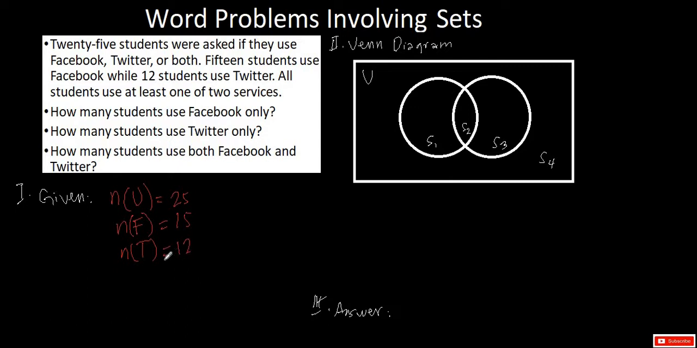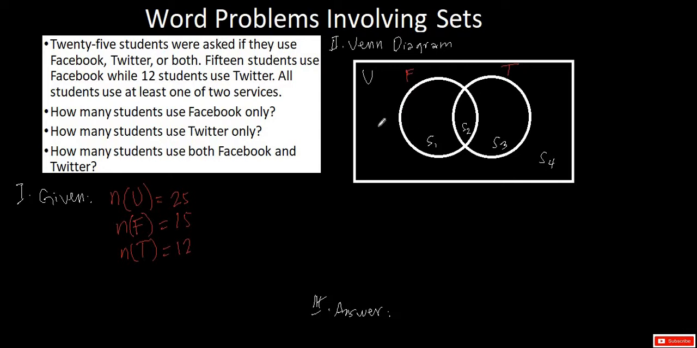Okay, so we're done with the given. So next, let's proceed to our Venn diagram. The first circle here represents set F, and the second circle represents set T. Observe that in set F, there are two regions, S sub 1 and S sub 2. And in set T, there are two regions, S sub 2 and S sub 3. And we have S sub 4, the region outside set F and set T, but this is a region which is part of the universal set.